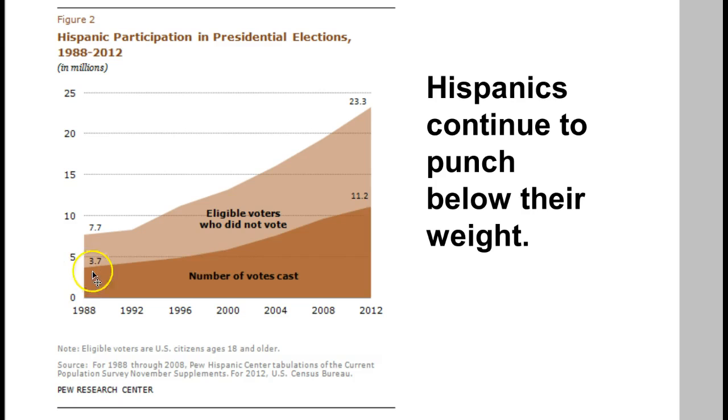Hispanic voter participation is actually increasing. But here's what we see. The total number of votes cast has increased, but the number of eligible voters who did not vote is increasing as well. In the United States, approximately 25 million Hispanics were eligible to vote, and only about 11 million voted in 2012. So what I mean by this is that Hispanics continue to punch below their weight. They're not as actively participating in voting, which makes you wonder, are candidates really representing them?